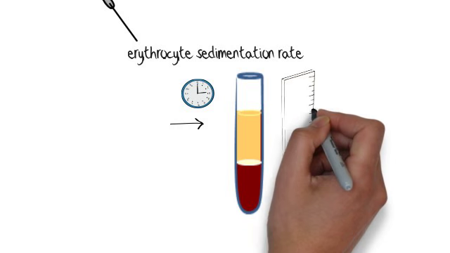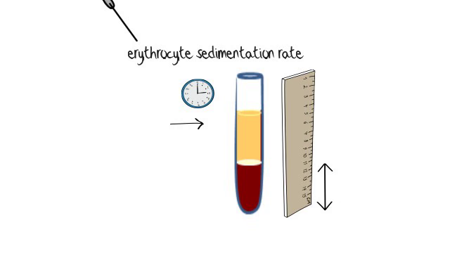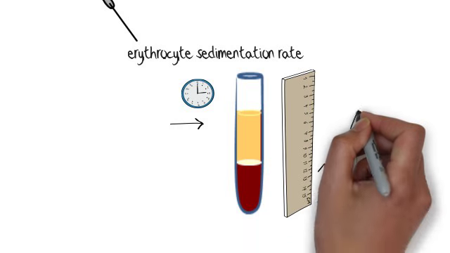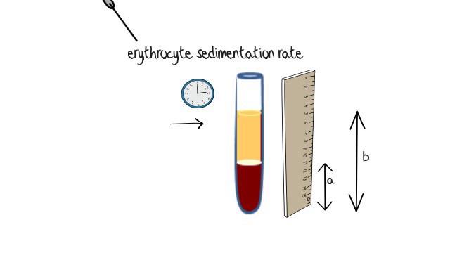If you measure the size of that bottom fraction, divide that by the total amount of blood that went in, and make it a percent, you get the hematocrit, or HCT. In other words, hematocrit is the percent of your blood that's composed of red blood cells. The greater your hematocrit, the more of your blood volume is taken up by red blood cells.